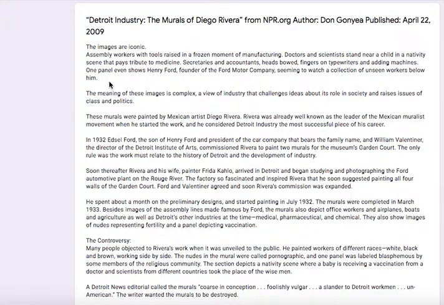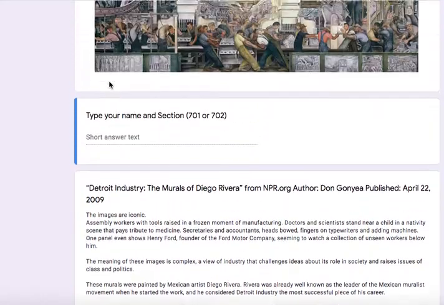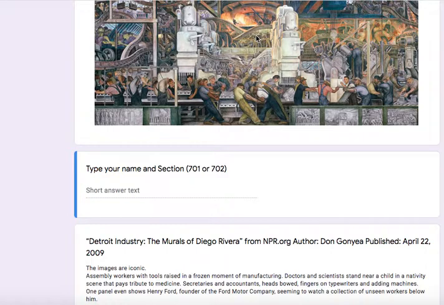The images are iconic. Assembly workers with tools raised in a frozen moment of manufacturing. Doctors and scientists stand near a child in a nativity scene that pays tribute to medicine. Secretaries and accountants, heads bowed, fingers on the typewriters, and adding machines. One panel even shows Henry Ford, the founder of the Ford Motor Company, seeming to watch a collection of unseen workers below him. So, like I said, this is just one of the murals.